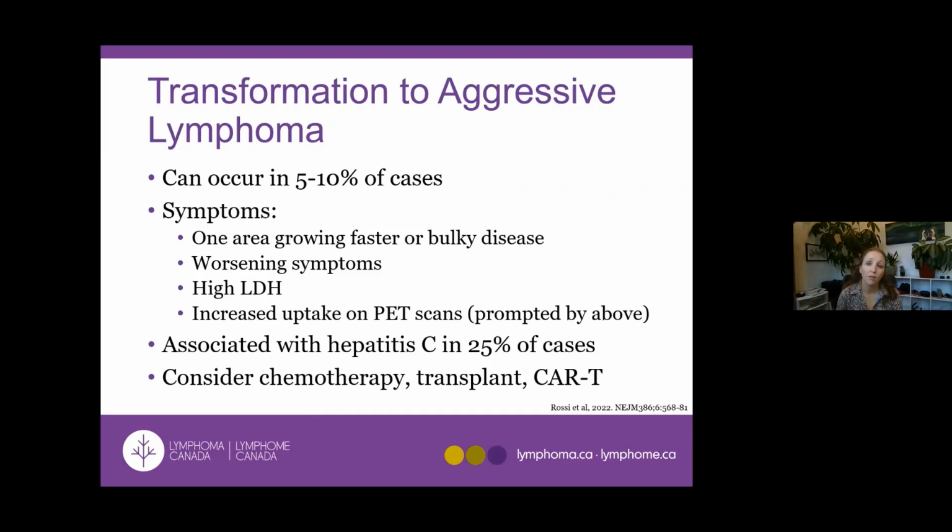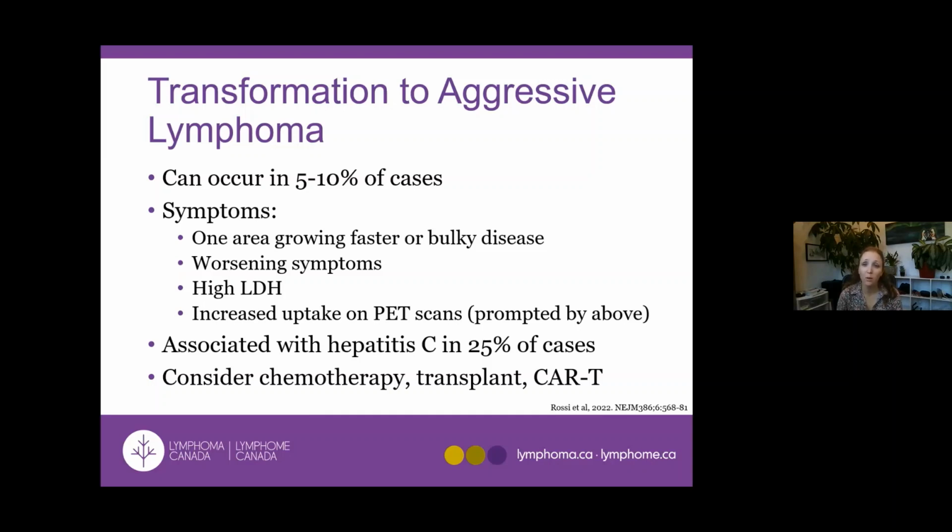This can happen in about 5 to 10% of cases, sometimes up to 15% in long case series over time. Usually it doesn't behave like we would expect marginal zone lymphoma to behave. One area is growing faster or it's bulky. Patients are having much worse symptoms than we would expect. Blood tests are changing, such as a high LDH, which is a marker of cell turnover. Or if prompted by symptoms, we might perform a PET scan, which might show an area that was a lot more hot or avid than other areas.